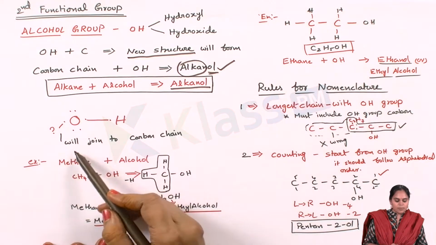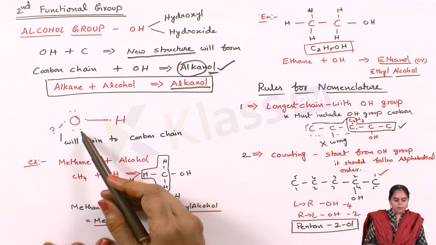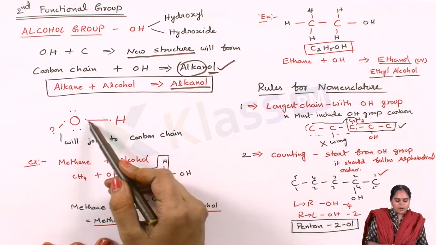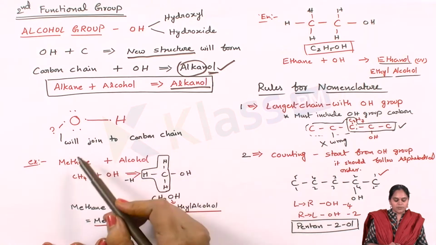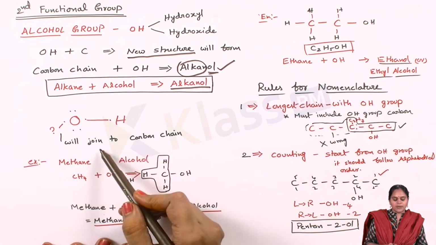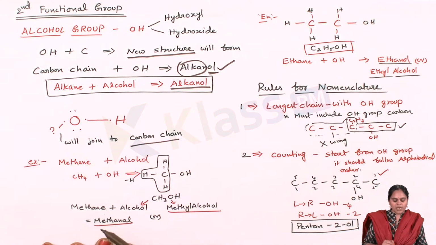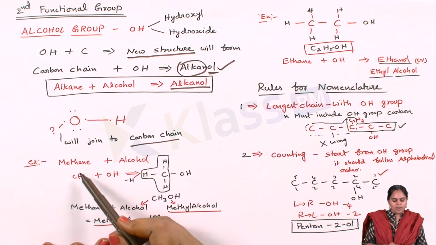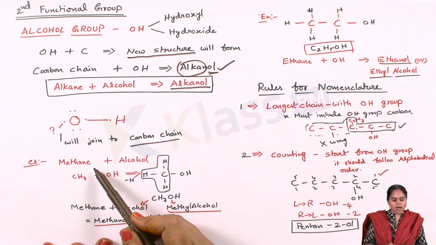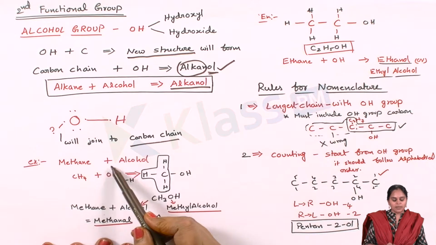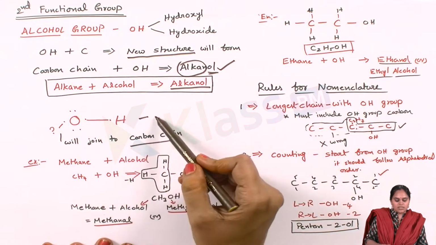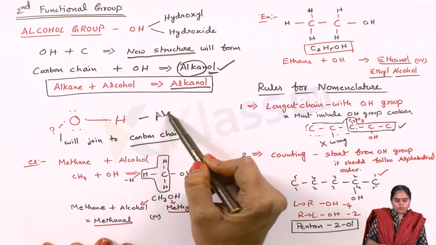See here in this example, take the oxygen atom and it is combined with a single bond with hydrogen, and if it joins with a carbon chain, what will happen? This OH, methane. Methane is the alkane, and adding OH. This is nothing but the alcohol group.